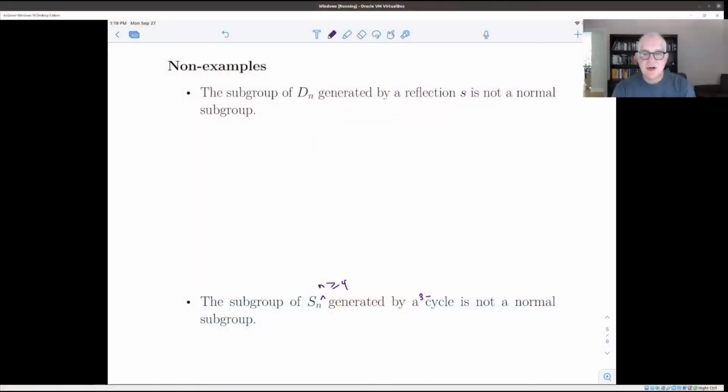Hi, everybody. So I wanted to complement our examples of normal subgroups with a few more non-examples of things which are not normal subgroups. So let's start with looking at the dihedral group again. But this time, instead of taking the subgroup generated by the rotations, I want to take the subgroup generated by a reflection. So as usual, I'm thinking about the dihedral group when n is at least 3.